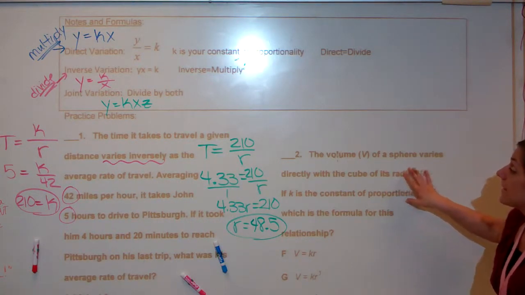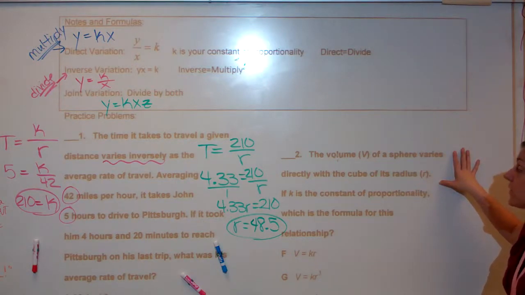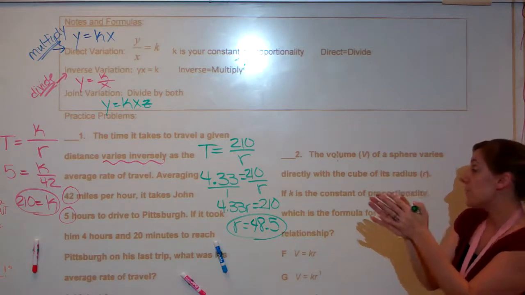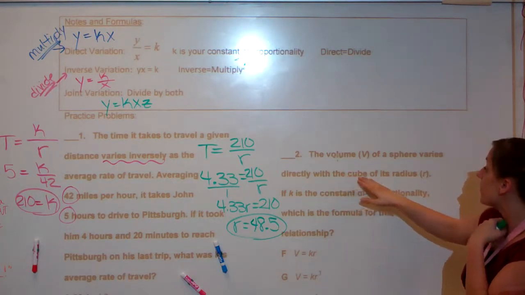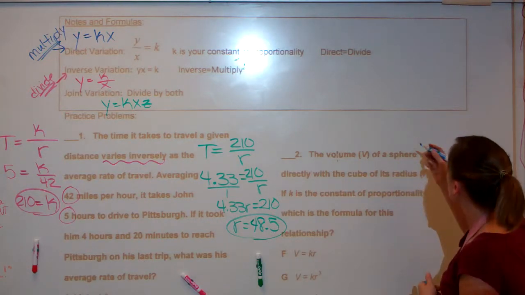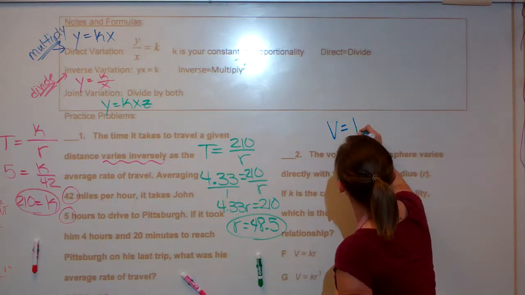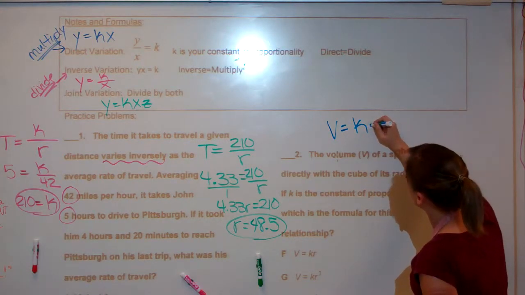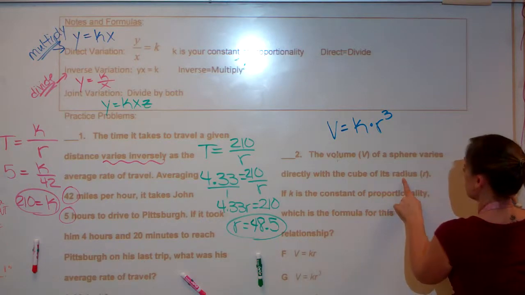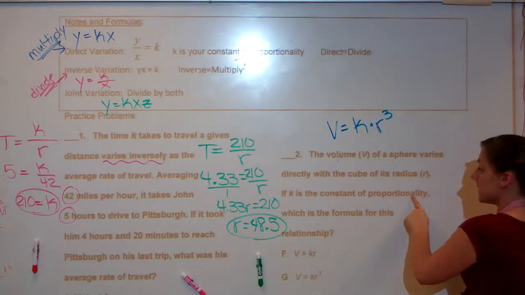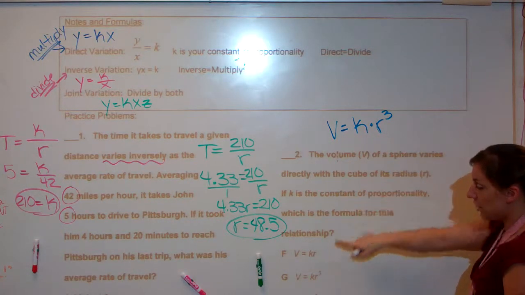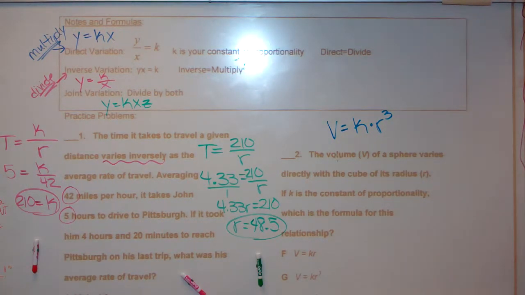So when you do something like this, the volume, so I'd start with V, of a sphere varies directly, so that means you're multiplying with the constant, with the cube of the radius, so don't forget that it should be cubed. So the volume varies directly, so I'm going to multiply by the cube of the radius, r cubed. If k is the constant, which is the formula? So volume equals k times r cubed. So that's why we would choose that one.